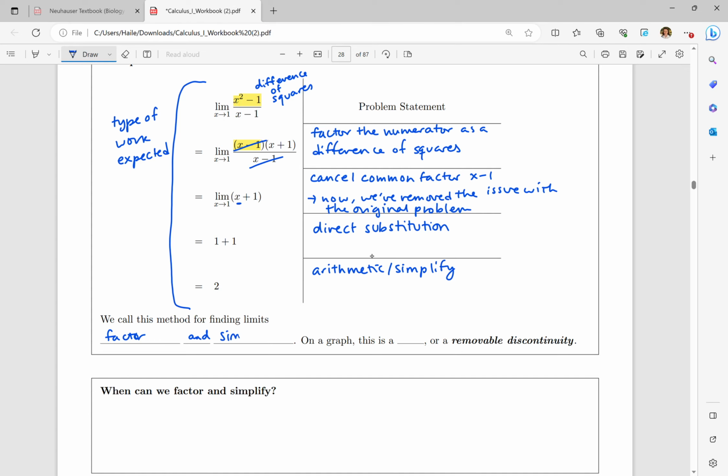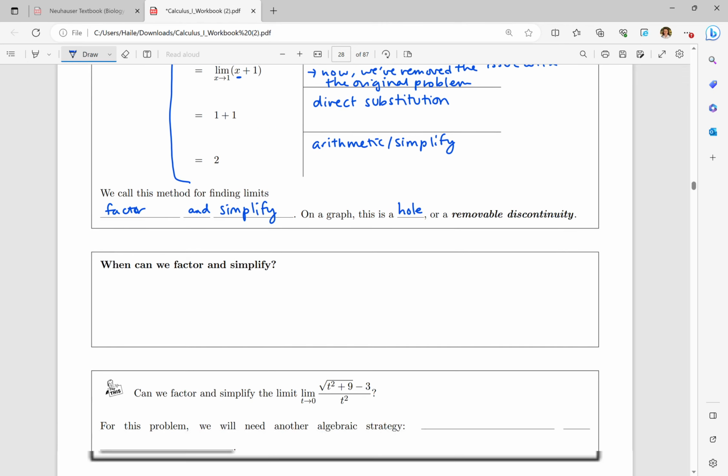And you're going to notice that this shows up with a lot of examples, so that's why we go ahead and give it a name. So on a graph, this method deals with limits that are holes or removable discontinuities on a graph. So if we were to go back and graph x squared minus 1 over x minus 1, you would notice it's a curve with a hole at the point x is equal to 1.